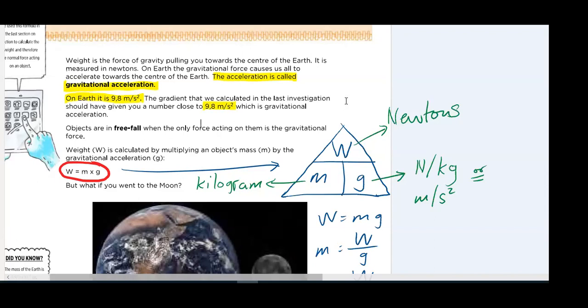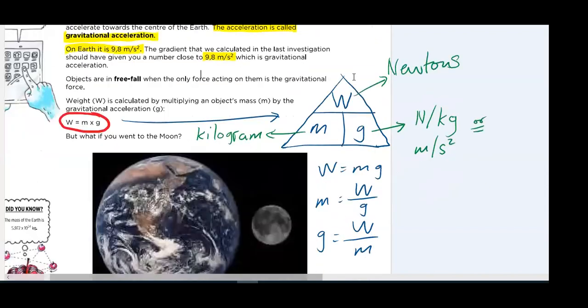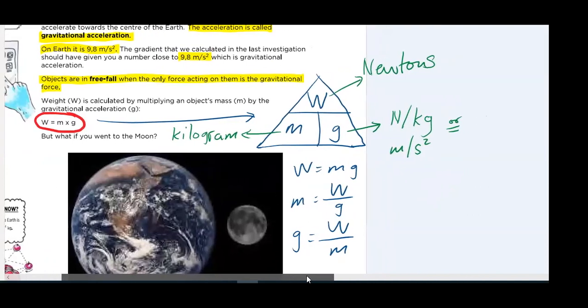And there was a question in our collaboration space about free fall, and Felix Baumgartner, free fall when the only force acting on the object is the gravitational force. Okay. For weight, we calculate the weight of an object by taking its mass and multiplying it by this value of g, the value of 9.8.